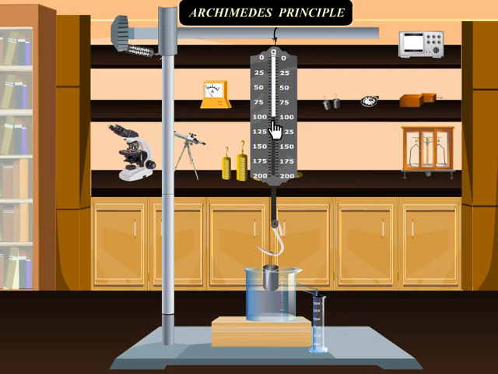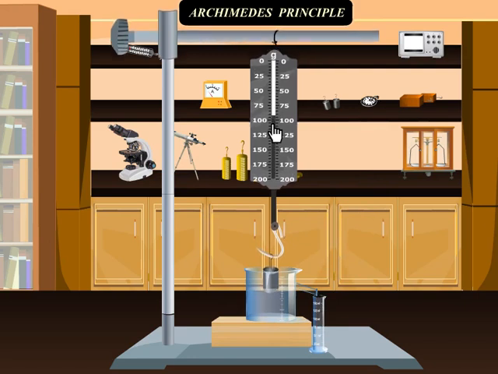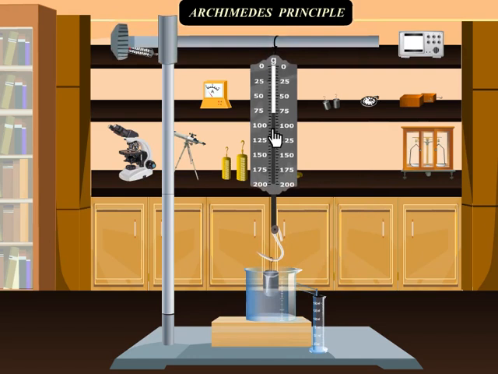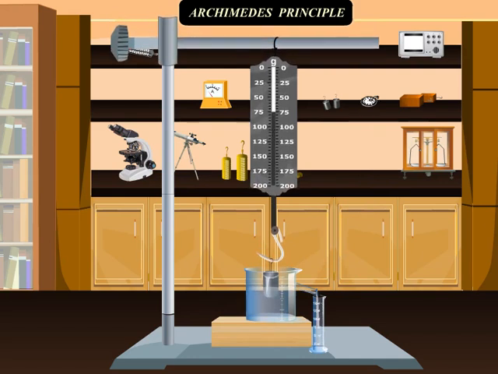When this block is immersed in water partially or completely, it displaces water in the beaker. The volume of this displaced water is equal to the volume of the immersed part of the block. The buoyant force experienced by the block causes the apparent loss in weight of the block.